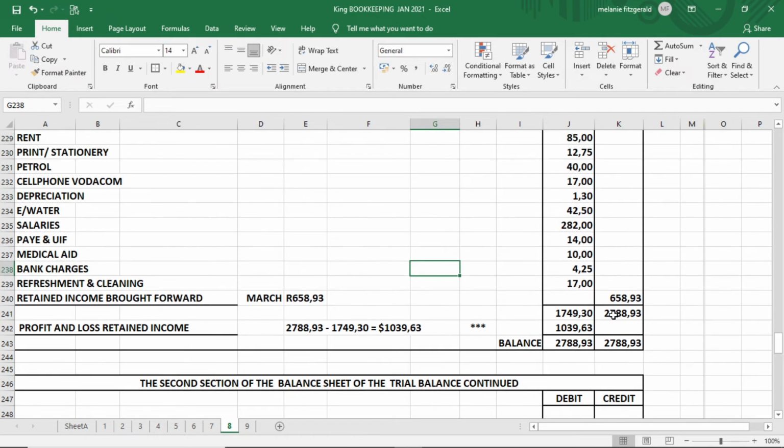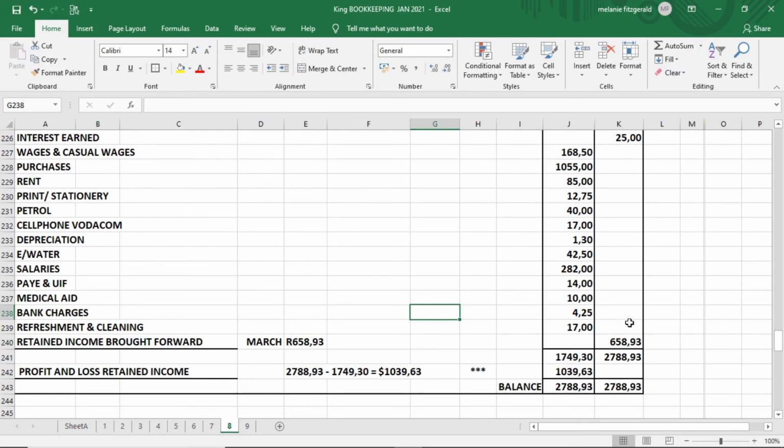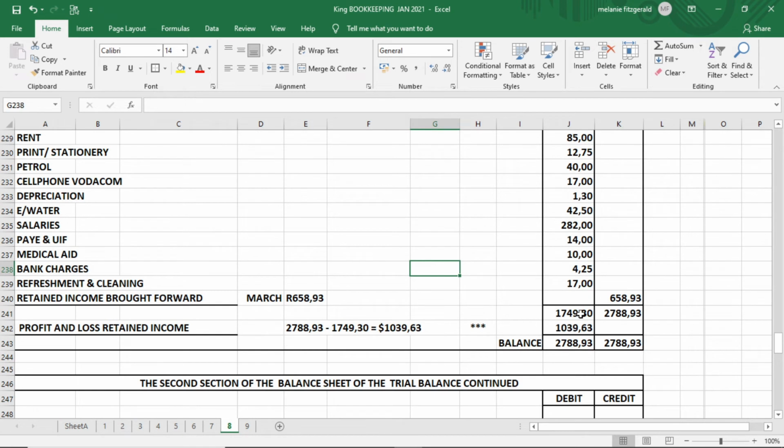That's the total. Now, because these sides must balance, and this side, as you notice, is $1,749.30, it's less than the credit side. So we take the credit side balance, we minus this amount that we've now added up, this $1,749.30, and we get a total of $1,039.63. And we put that on the debit side, and this is a profit.